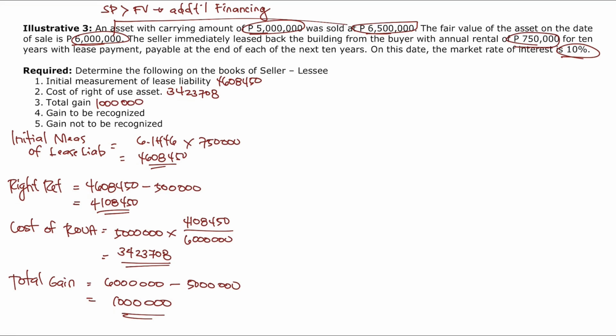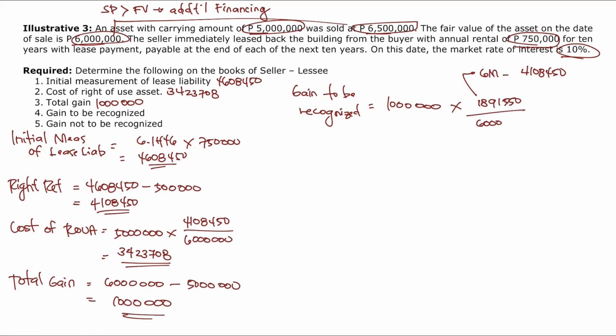Requirement 4, magkano daw yung gain to be recognized natin? So, see to it that gain to be recognized is actually equal to the total gain, which is equal to 1 million pesos, times the right transferred. Paano i-compute yung right transferred? That's equal to the fair value minus the right retained, which is 6 million minus 4,108,450. The right transferred now is equal to 1,891,550 divided by the 6 million fair value pa rin.